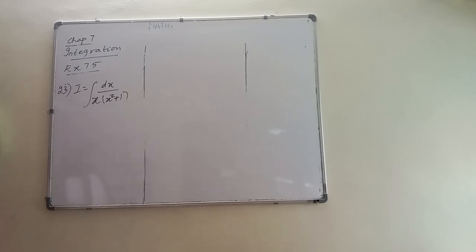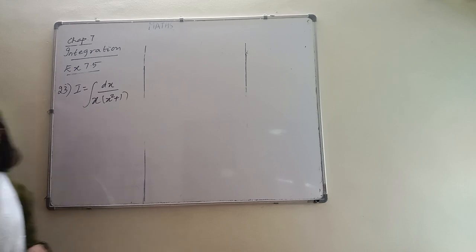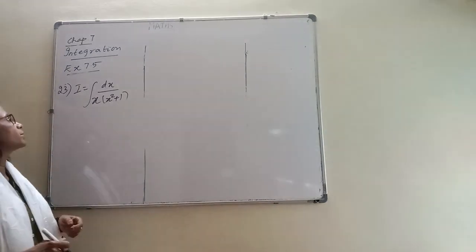Hello folks, let's come back with this last problem of this exercise, problem number 23. Let's see what we do about it. The moment we see 1 over x times x squared plus 1, you can do it, but that will be lengthy. You can take A over x plus Bx plus C over x squared plus 1 and do it, but that will be a little more lengthy.